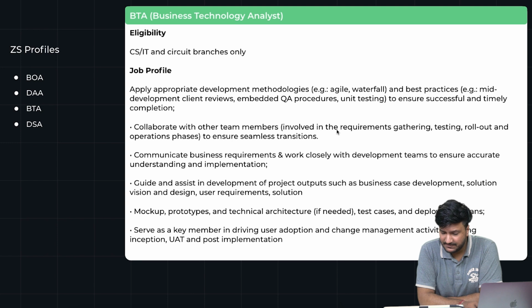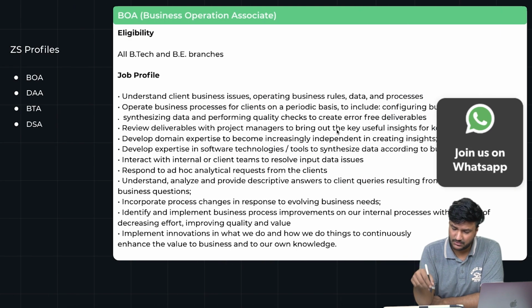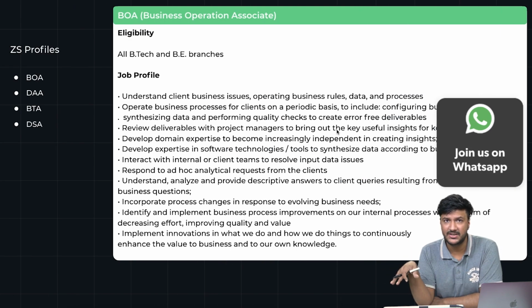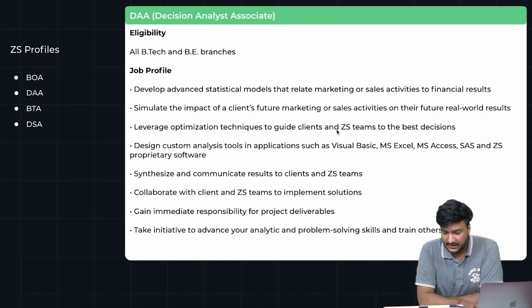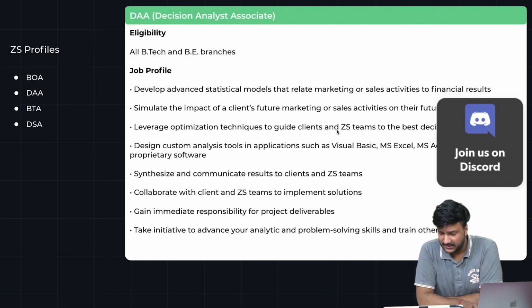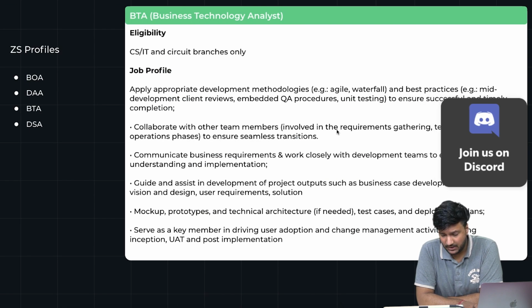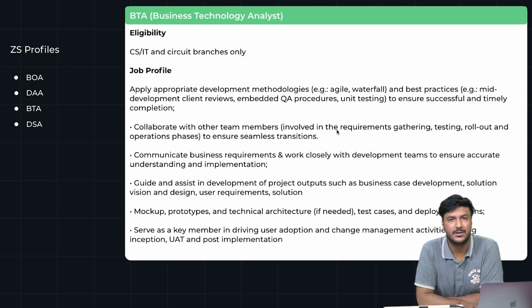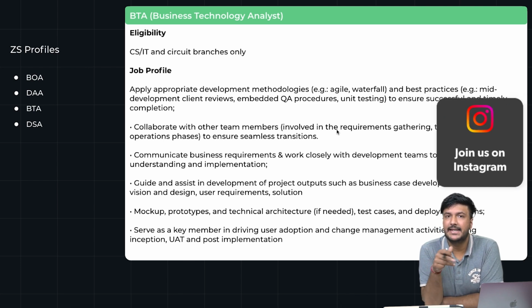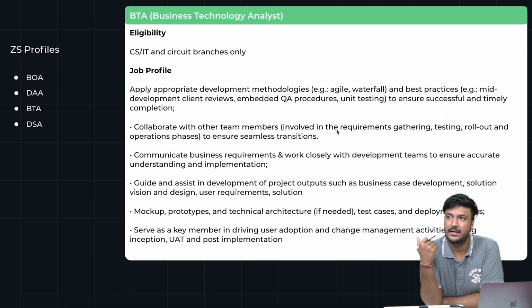Now, I forgot to mention, for BOA, all BTech and BE branches are eligible. Then for DAA, all BTech and BE branches are eligible. However, for the BTA profile, only CS, IT and electrical branches are eligible. Now, I'll tell you the reason why. Data science, SQL and DBMS are not taught to mechanical, civil, chemical and all of those people, but they are taught to CS, IT and electrical branches. So since this is a pure coding profile, only these branches are eligible.